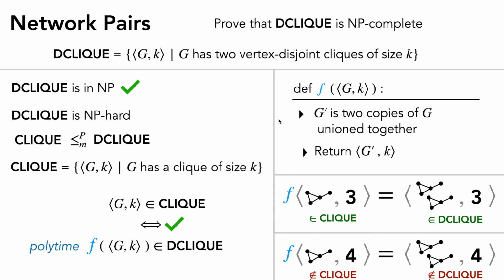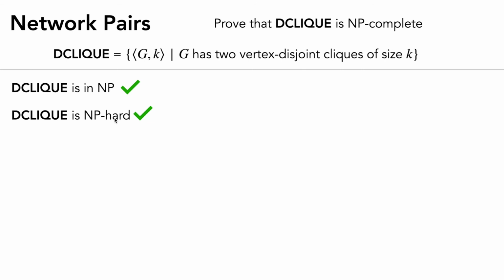Well, all f is doing is creating 2 copies of G and then just returning that. This is a linear operation, so we know that f is polytime. Both of these checked out, so we know that d-clique is NP-hard. Since we showed that it's in NP and that it's NP-hard, this means that it's NP-complete and we're done.